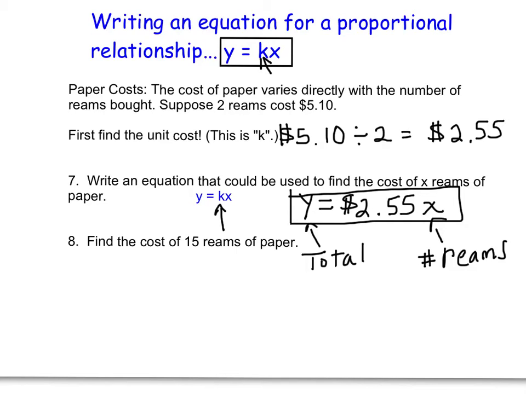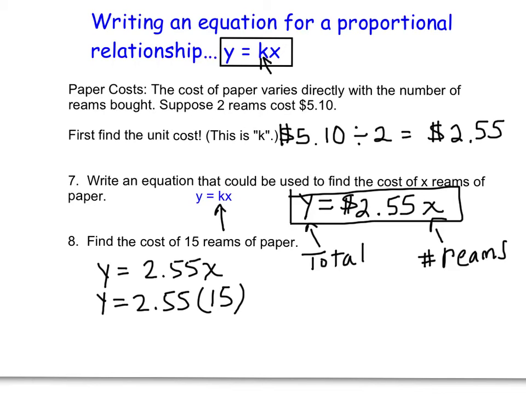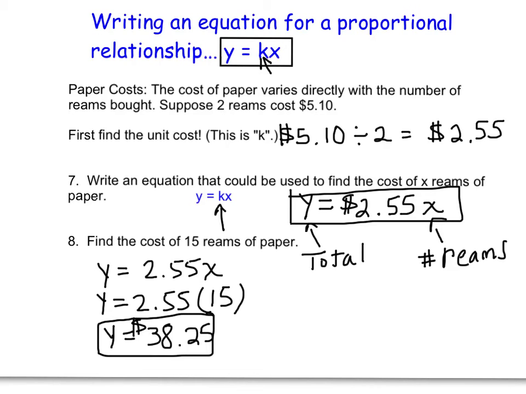In order to answer the next question, it says find the cost of 15 reams of paper. So what I'm going to do is use my equation that I just wrote, and for x, I'm going to plug in 15. So if I take $2.55 times 15, I get $38.25, and that is in dollars. So I have my equation, and then I also have solved for 15 reams of paper.